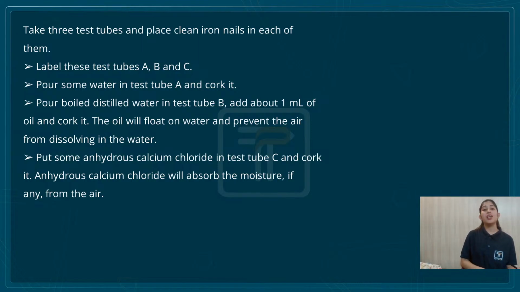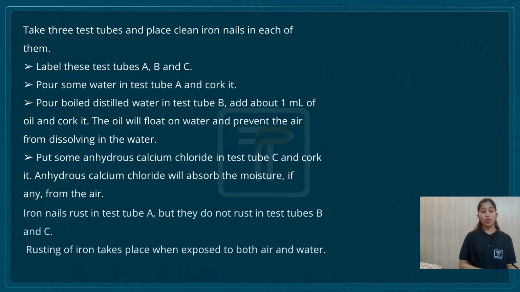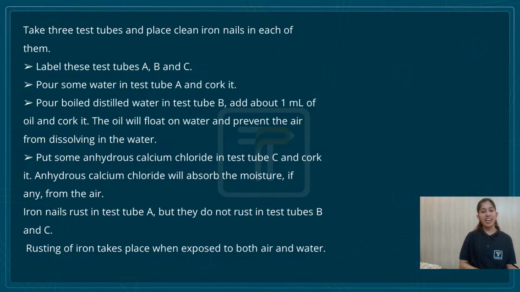Now you tell me, in which test tube is your iron nail going to get rusted? What is the necessary condition for rusting? Come on students, this is quite easy. What is the necessary condition for rusting? Okay, so the iron nail rusts in test tube A, but does not rust in test tubes B and C. Why did this happen? Why not in test tube B? Why not in test tube C?